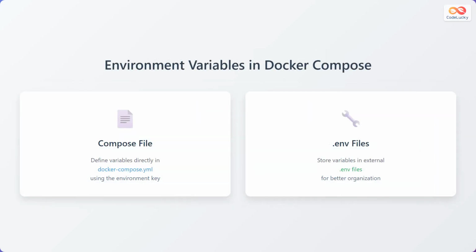With Docker Compose, there are primarily two main methods to define environment variables. The first one involves defining variables directly within your Docker Compose YAML file, using the environment key. The second method is to store your variables in external .env files for better organization and separation of concerns.